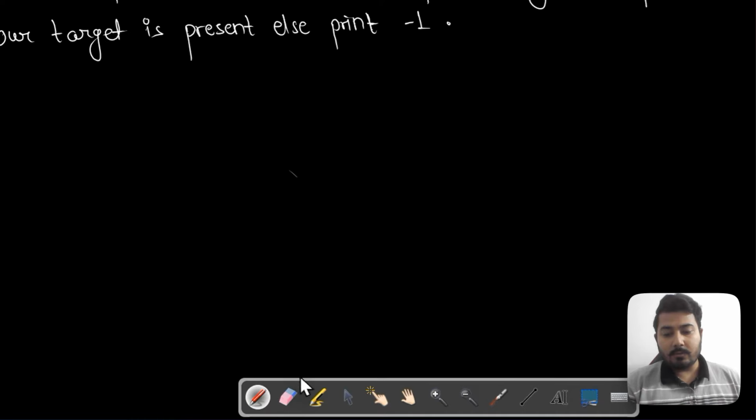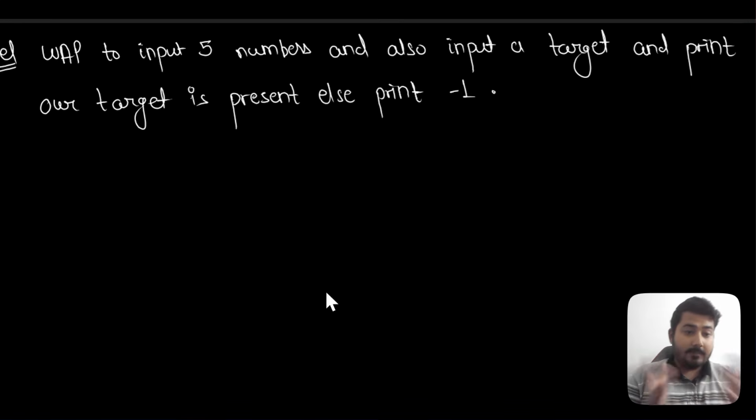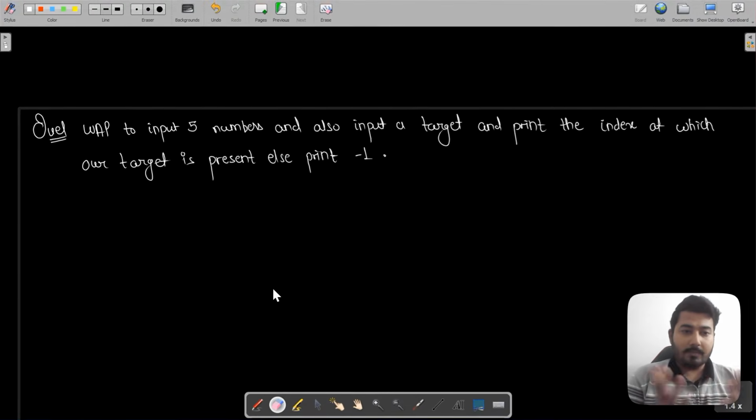Just look at the question first of all. Obviously, the first thing would be to input some numbers in an array. Let's say 5 numbers in an array. And then we have to also input a target. Same requirement as linear search. Then we have to traverse through it using linear search, obviously, because we have learned linear search, and print the index at which our target is present. If you are unable to find your target in the array, then you have to simply print -1.